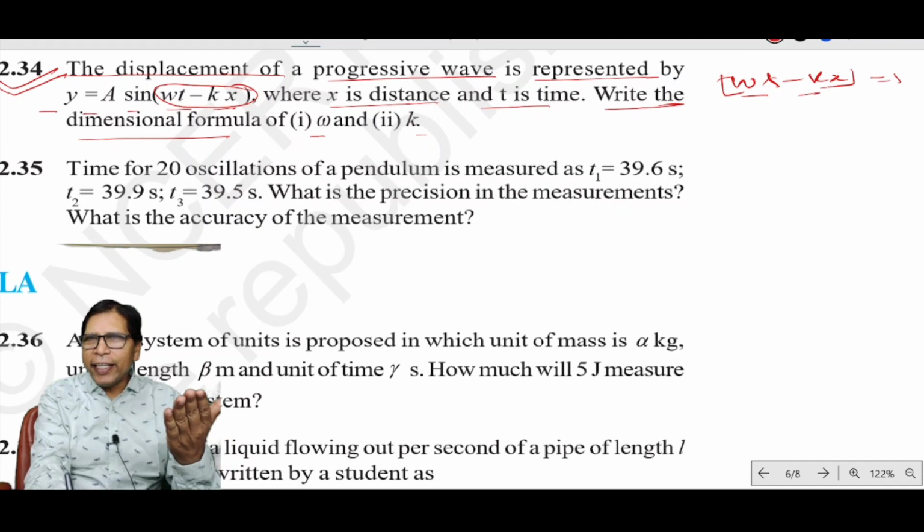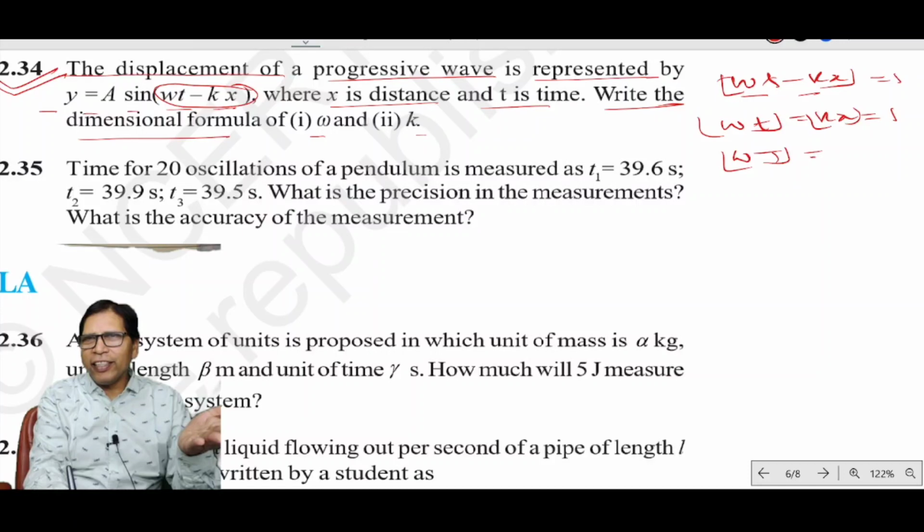As omega t and kx are added terms, the dimension of omega t is equal to the dimension of kx, which equals 1. So omega t equals 1, and for k the dimension of x is L, so k times L equals 1. So omega has dimensional formula T minus 1 and k has dimensional formula L minus 1.